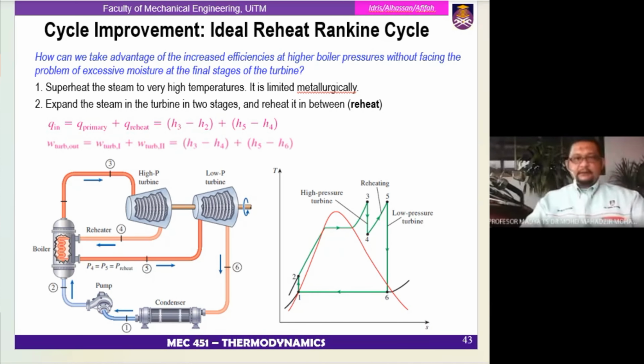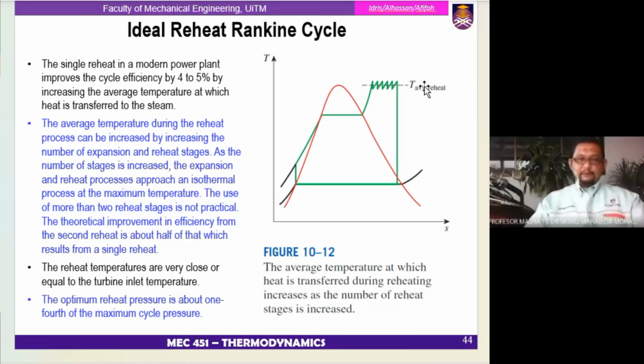Okay, the single reheat in a modern power plant actually improves the cycle efficiency by 4 to 5%. That means by increasing the average temperature at which heat is transferred to the steam during the heating process. By increasing the number of expansion and reheat stages, the expansion and reheat processes approach an isothermal process at the maximum temperature.